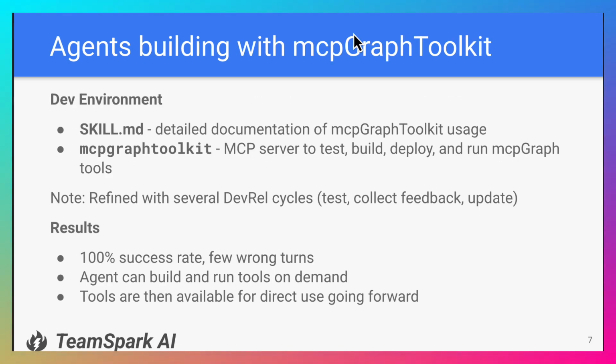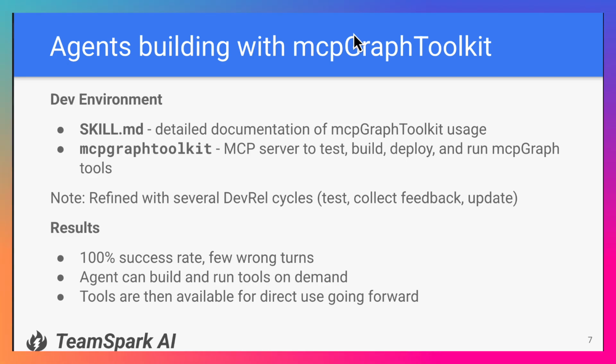So now when agents build with mcpgraphToolkit, it's a similar development environment. We have a SKILL.md that's a little bit different than the other one because this agent skill is now directed at the agent interacting with mcpgraphToolkit. So we removed a little bit of information about things that it doesn't really need to know about how the graphs work anymore. And we doubled down on the actual tools in the toolkit and how to use those.